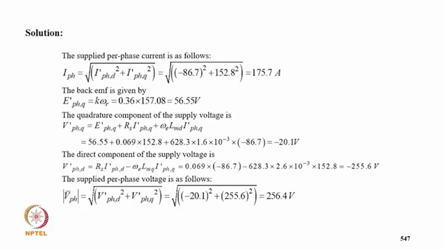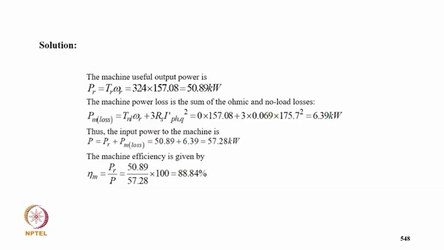And the supply current per phase IP is the root of ID square plus IQ square, so it comes to 175.7 ampere. And the back EMF per phase is K omega R, that comes to 56.5, and the quadrature axis component of supply voltage per phase is equal to RS IQ plus omega LMD ID, so it comes to minus 20.1 volt. The direct axis component of supply voltage is minus, so it comes to minus 255.6, and the supply voltage is VS equal to root of VD square plus VQ square, so putting in the value, 256.4 volt.